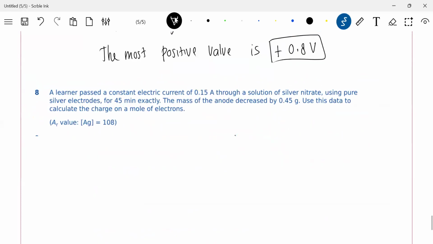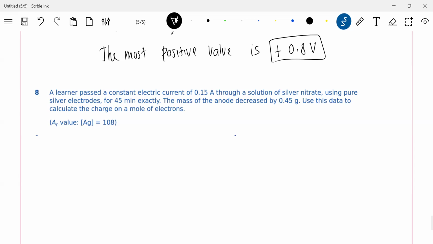A learner passes a constant electric current of 0.15 A through a solution of silver nitrate using pure silver electrodes for 45 minutes exactly. The mass of the anode decreased by 0.45 grams. Use this data to calculate the charge on the mole of the electrons. I will give you the basic theory first. Electrolysis and the Faraday law.